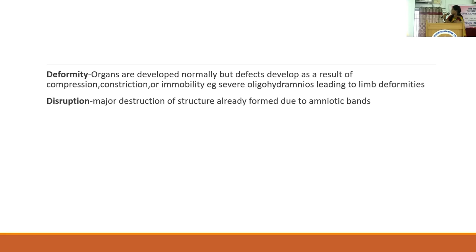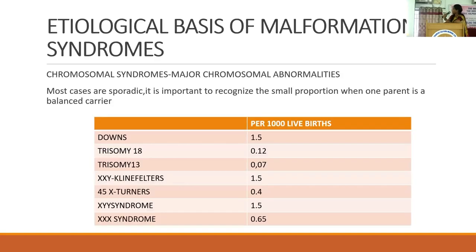And the other malformation will be disruptions. That is, a structurally normal baby will be there, but due to amniotic bands, they will undergo amputation and it will mimic a congenital malformation. So coming to the etiological basis of these malformation syndromes, the one thing where it is very clear is the chromosomal syndrome. These have been extensively studied. The major chromosomal abnormalities, such as Down syndrome, all have the typical congenital ultrasound features which have been picked up. Down syndrome, trisomy 18, trisomy 13, Klinefelter's, 45X, XYY, triple X syndrome.